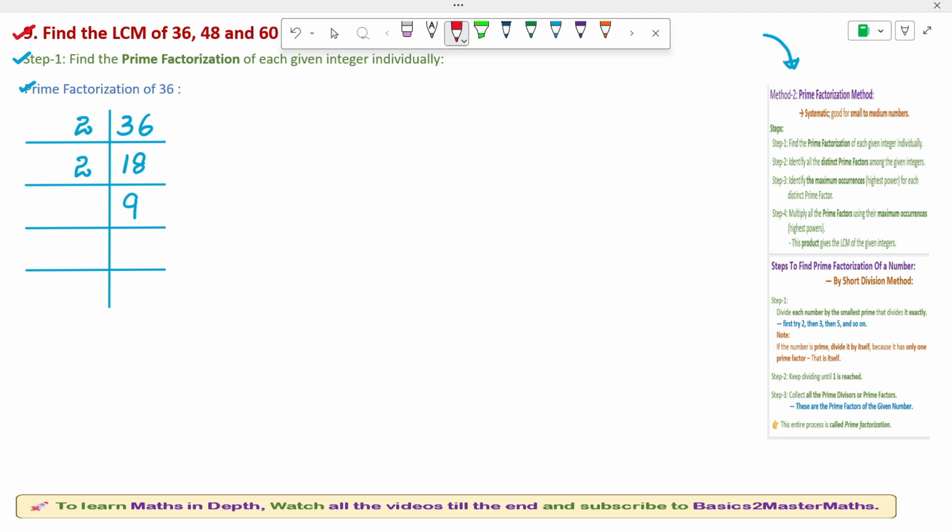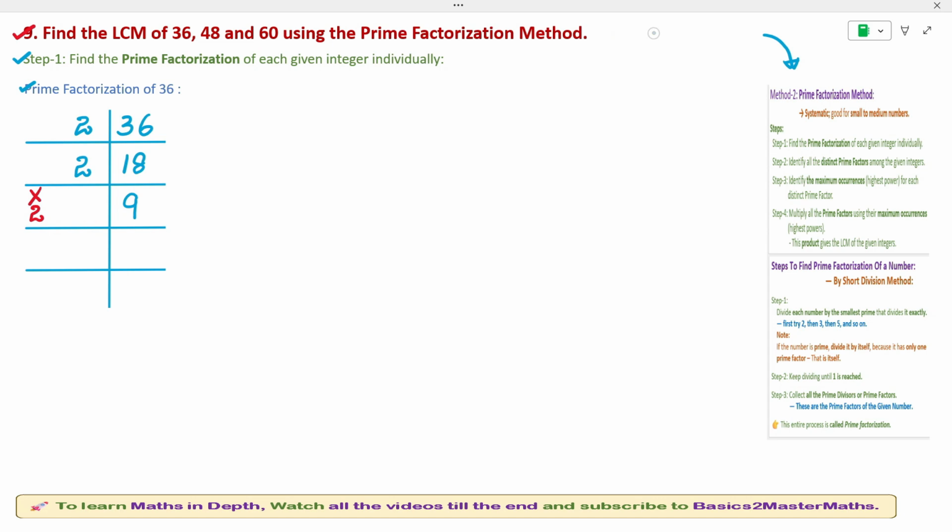Again, start dividing 9 by the smallest prime 2. Since 2 does not divide 9 exactly, move to the next smallest prime 3. Since 3 divides 9 exactly, we get 3. Observe, 3 is a prime number. So, divide it by itself. Since 3 divides 3 exactly, we get 1. Stop here since 1 is reached.